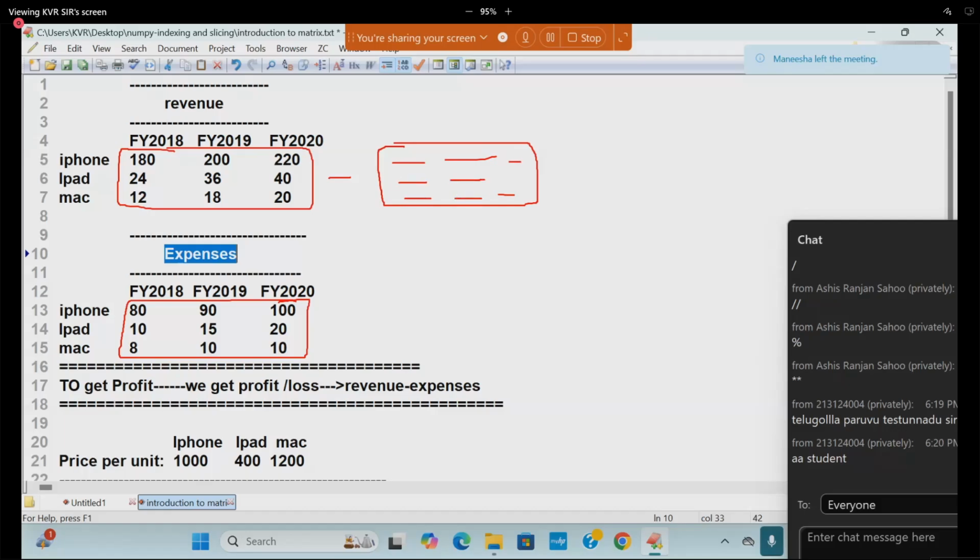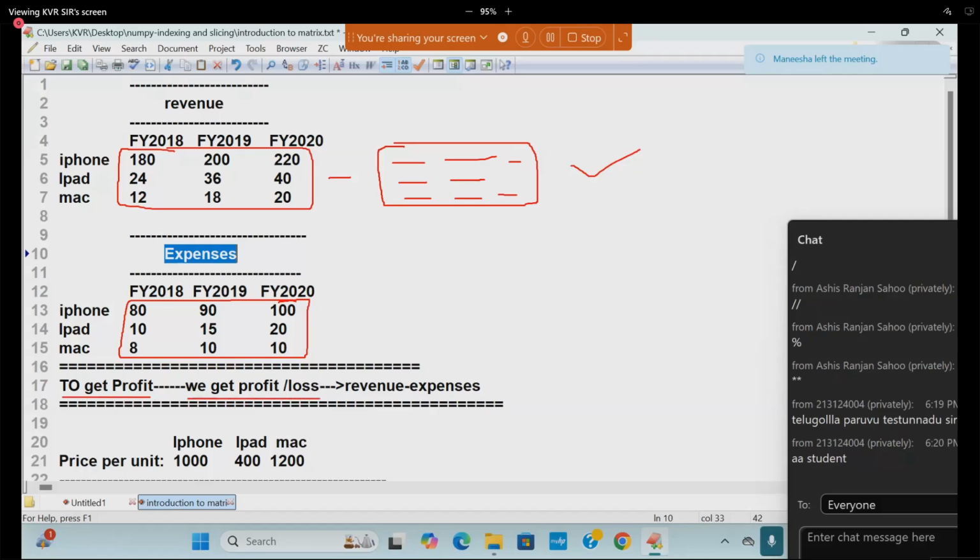So on iPhone in financial year 2018, what is the profit? 180 minus 80. What is the profit? 24 minus 10. 12 minus 8. Like that, I will go for. Okay. The result, you already learned in LKG. This is known as what? Matrix subtraction. Are you following me? Matrix subtraction. So this is going to be to get the profit or loss.